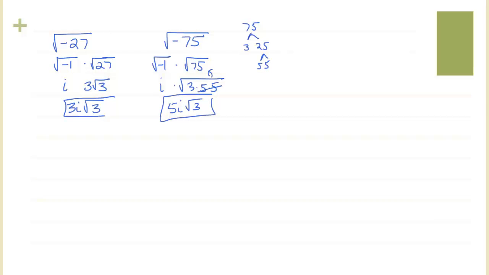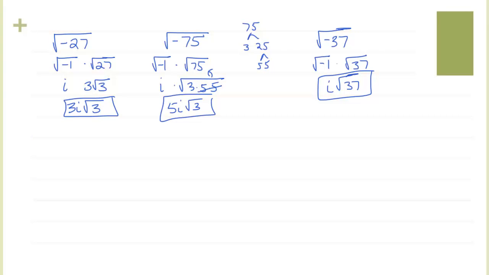Okay, so a couple little examples there. If it's something that can't be simplified, negative 37. 37 is a prime number. Nothing can come out. Radical -1 times radical 37. I can't do anything with radical 37. So it's just i radical 37. The i can still come out. 37 is just stuck the way it is. No square factors in it. It doesn't have to be prime. It's just that there's no square factors.